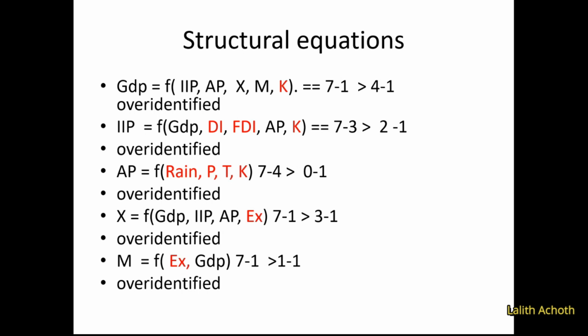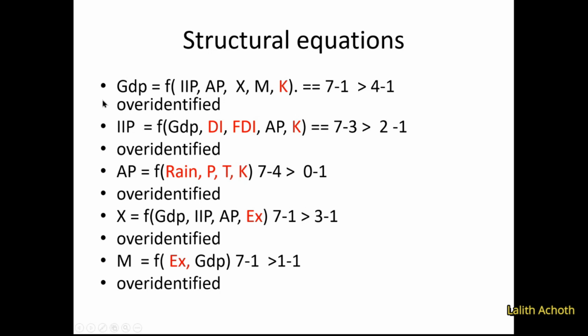Now let us first see what is capital K. Capital K is the total number of independent variables, exogenous variables in the system. I marked them in red for your convenience. 1, 2, 3. You don't count this, it's already here. 1, 2, 3, 4, 5, 6. You don't count this. 7. So capital K is 7. Capital K is 7.